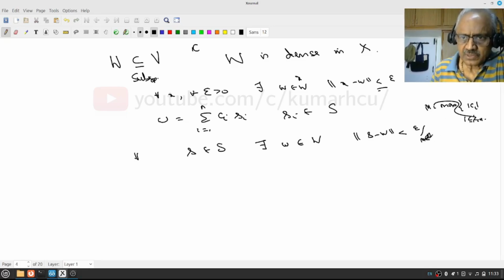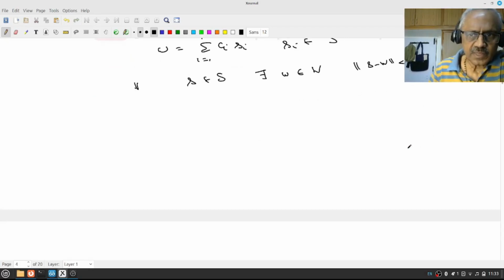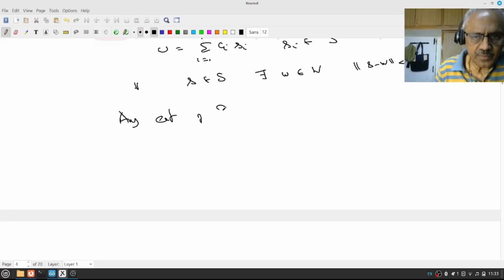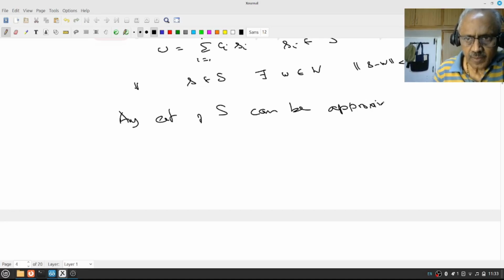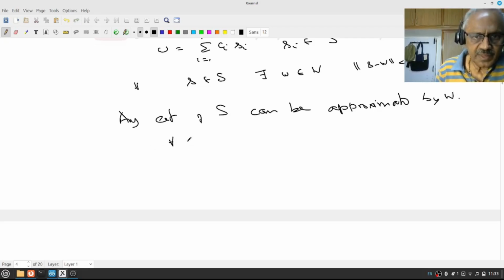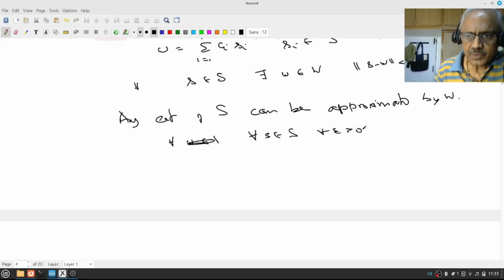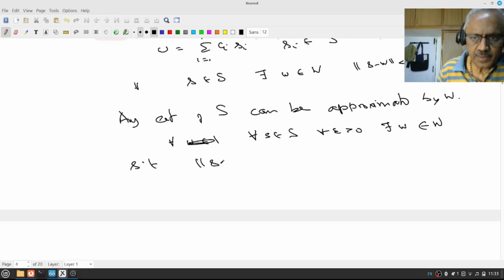At present, just to look at it, less than epsilon. Okay, so what does it mean? It says that any element of S can be approximated by W. That means for every S in S, and for every epsilon positive, there is a W in W such that the norm of S minus W is less than epsilon.